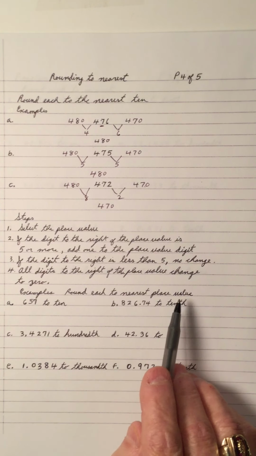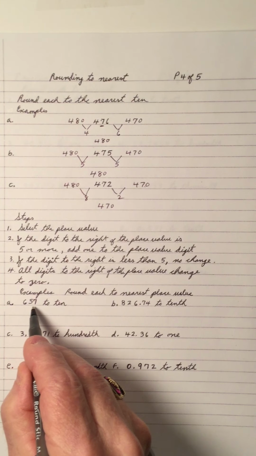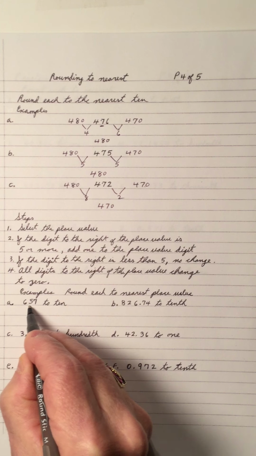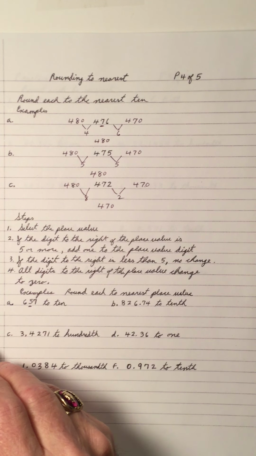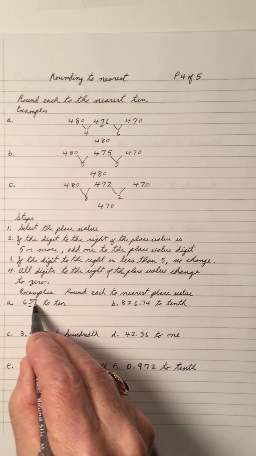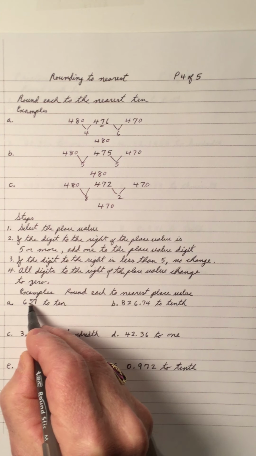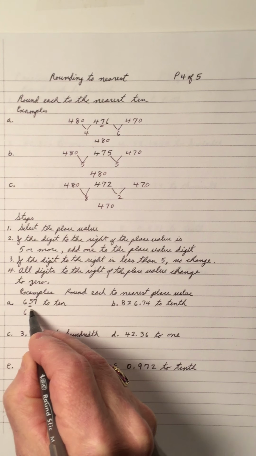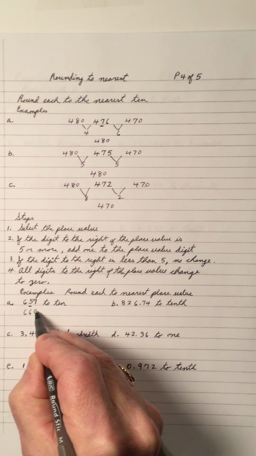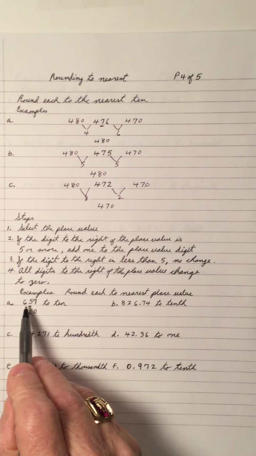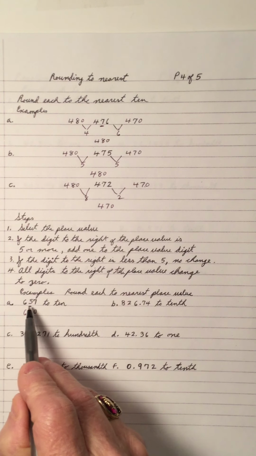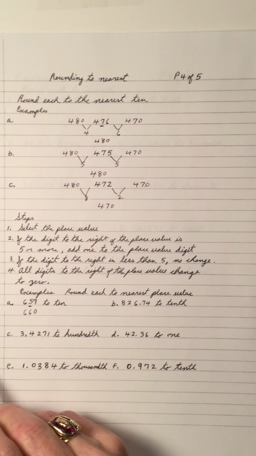Round each to the nearest place value. So 657 to the nearest 10. The 5 is in the tens place. So we look to the right, we have a 7. A 7 is greater than 5, so we add 1 to the 5. So it's 6. And all the digits to the right become 0. In other words, 657 is closer to 660 than it is to 650.